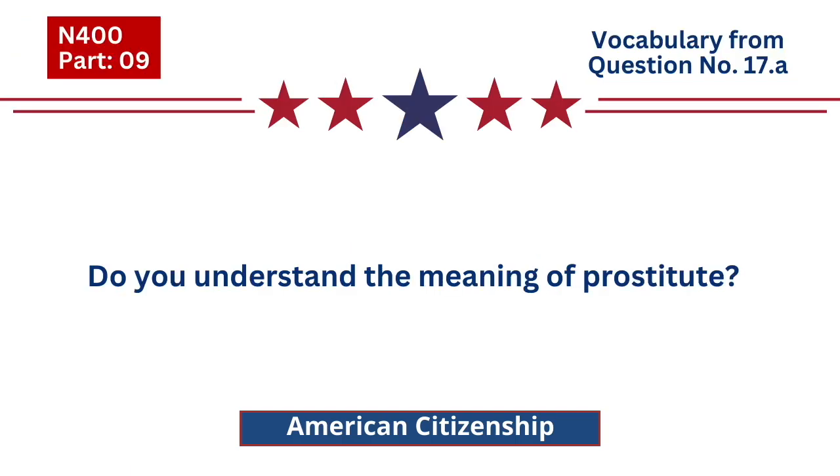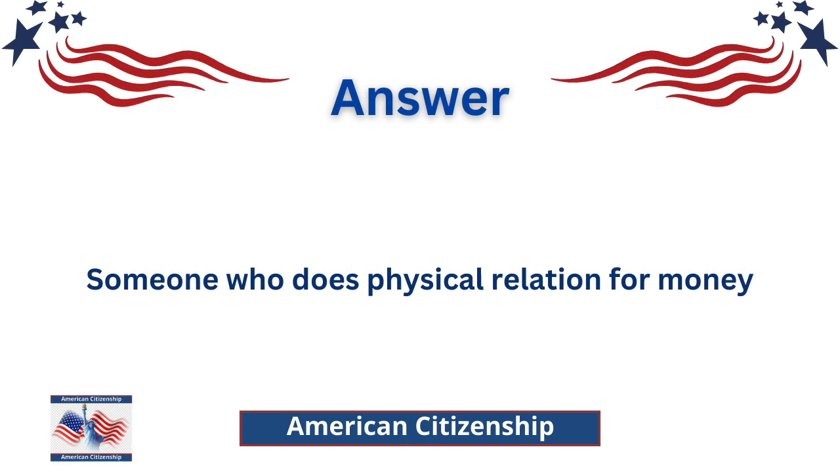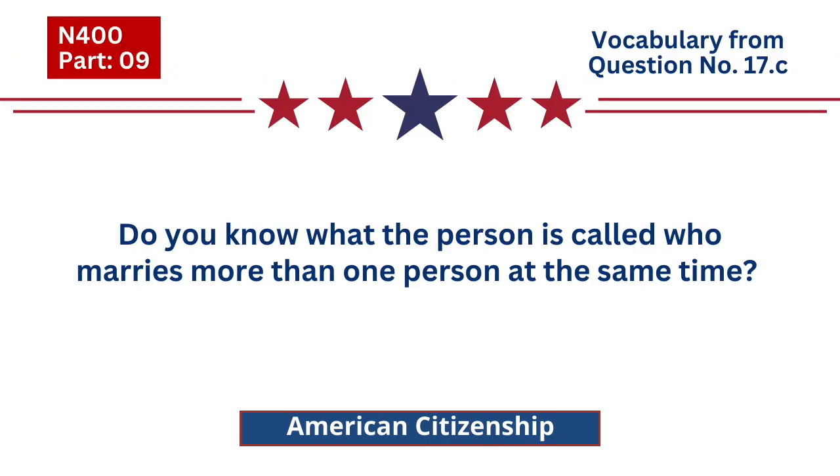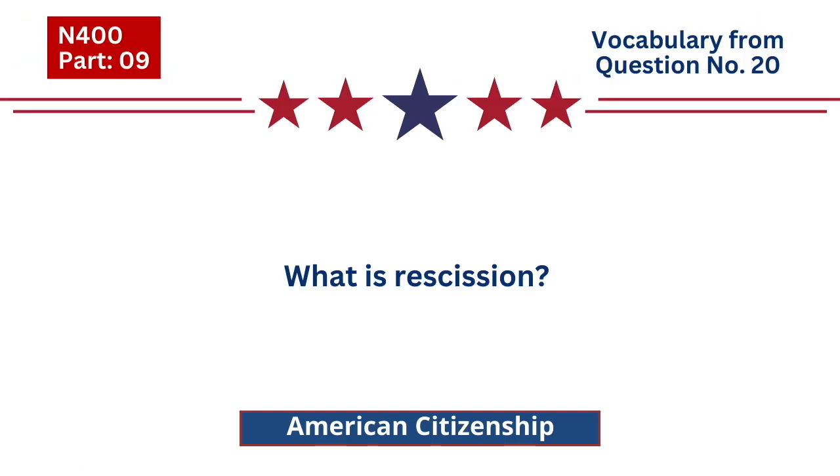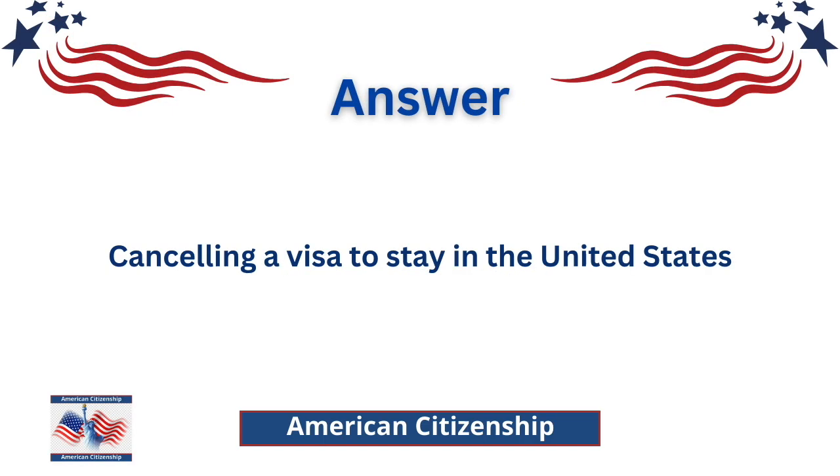Do you understand the meaning of prostitute? Someone who does physical relation for money. Do you know what the person is called who marries more than one person at the same time? Polygamy. What is rescission? Canceling a visa to stay in the US.